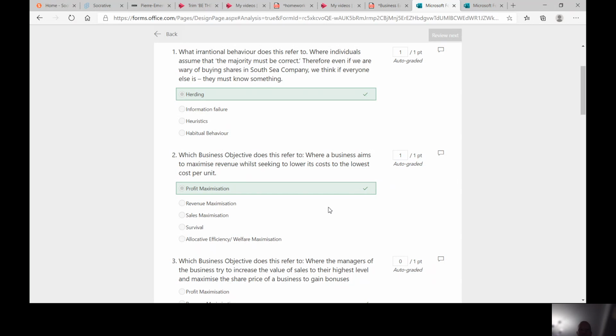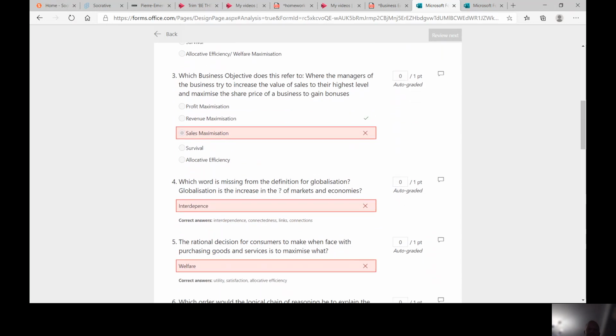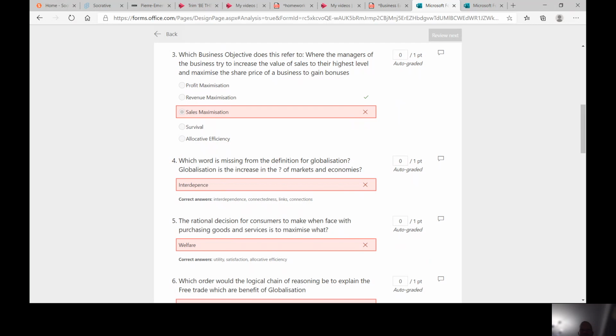The business objective of aiming to maximise revenue while lowering costs was profit maximisation. And the business objective where the managers of the business try to increase the value of sales to the highest level and maximise their share price. The reason that it isn't sales maximisation is it says the value of sales. So within that key part of the answer there, the word value implies that it is a monetary value rather than a quantity value. So sales maximisation is quantity, revenue maximisation is value.